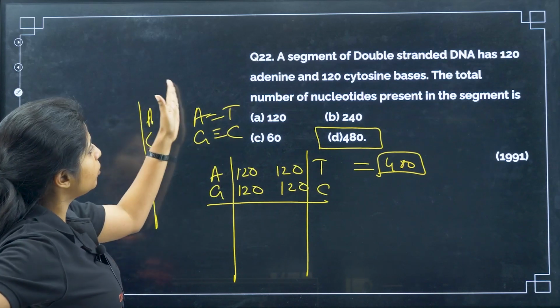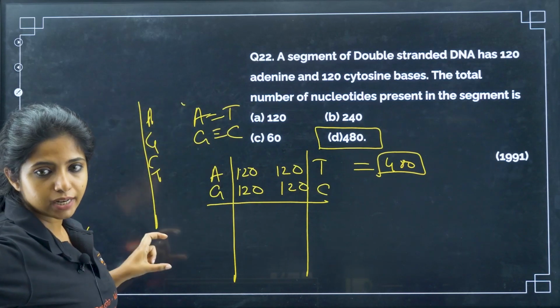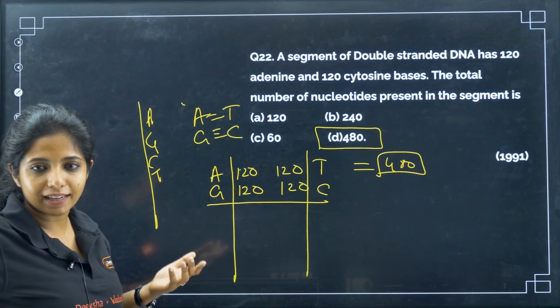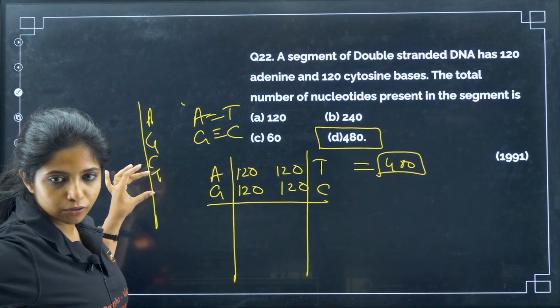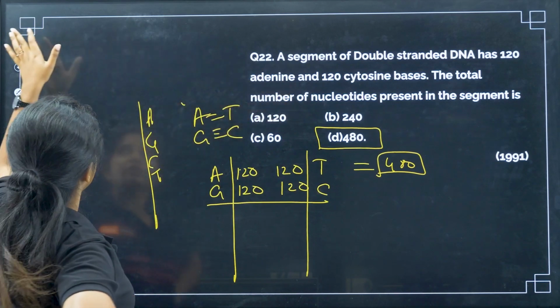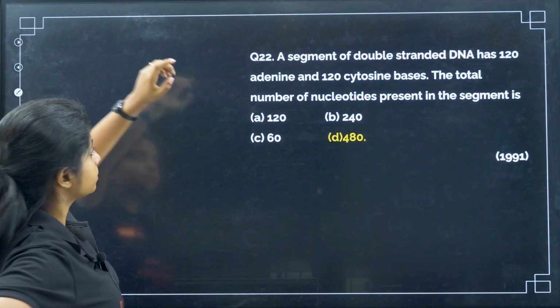I can only tell if it base pairs with it. I'm talking about single-strand. In single-strand, there is no base pairing. So how can I say? There can be many more number of thymine also. Get it? So here it is double-stranded, which is why your answer would be 480.